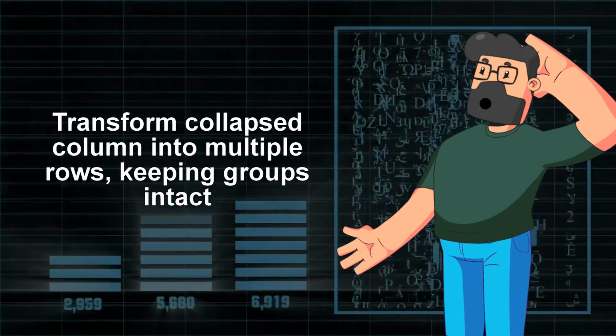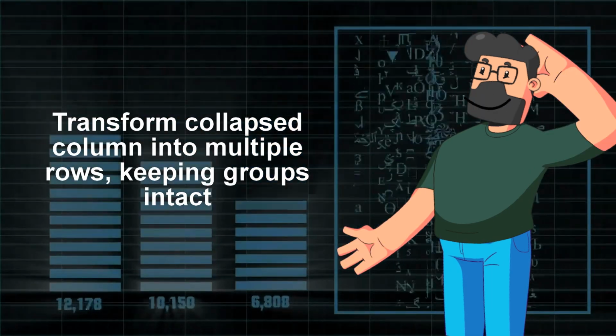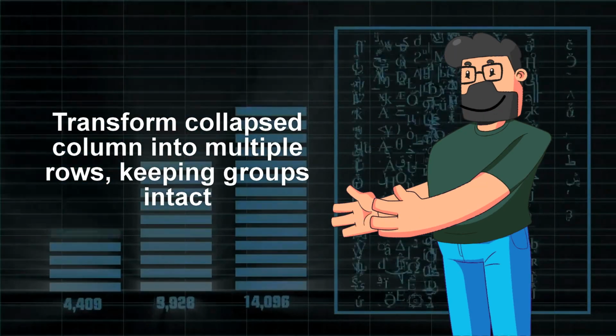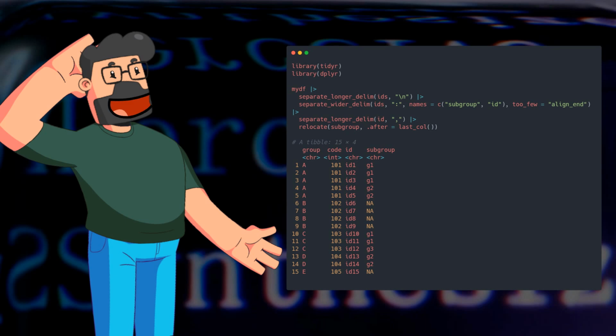We have a table with grouped and collapsed IDs that we want to separate into individual rows. Sounds like a fun data wrangling problem, right? Now, let's jump into the solution.